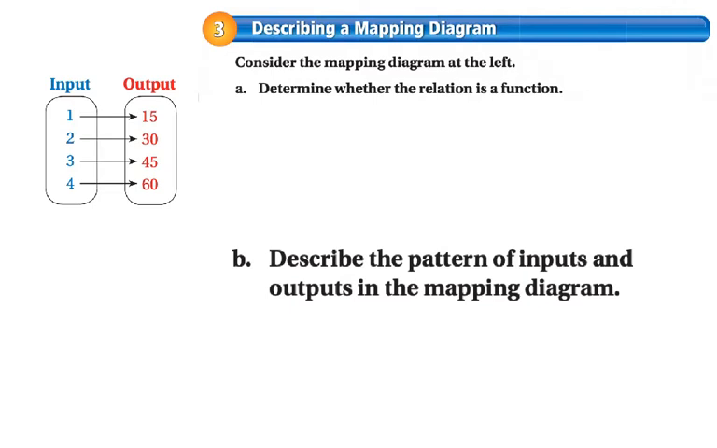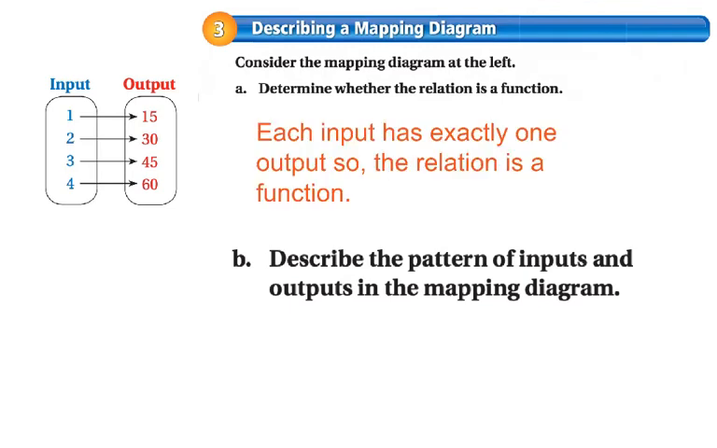So part A says determine whether the relation is a function. You are actually going to be asked to put that into words and not just use the picture. But we did that just a moment ago, and it would look something like this. Putting it into a sentence, you would want to explain in words by saying each input has exactly, and that's a key word here, one output. So the relation is a function.